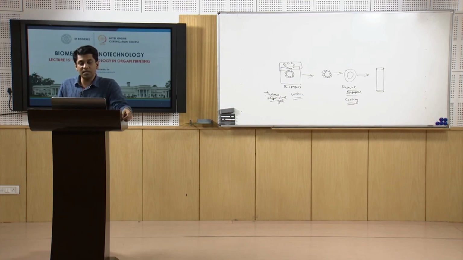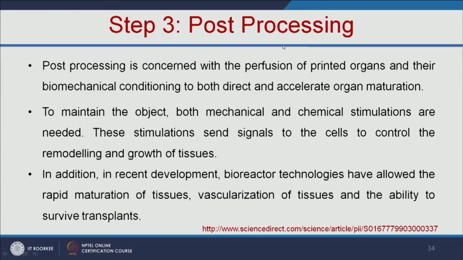So let us see step 3, that is your post processing. Post processing is concerned with the perfusion of printed organs and their biomechanical conditioning to both direct and accelerate organ maturation. To maintain the organ, both mechanical and chemical stimulations are needed. These stimulations send signals to the cells to control the remodeling and growth of tissues.